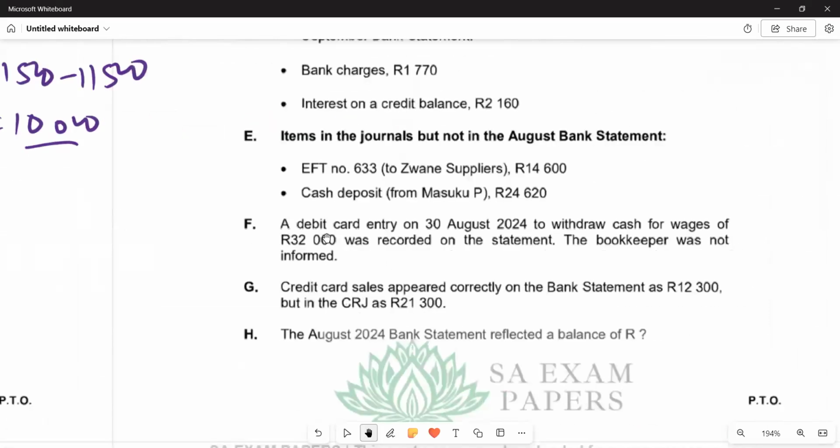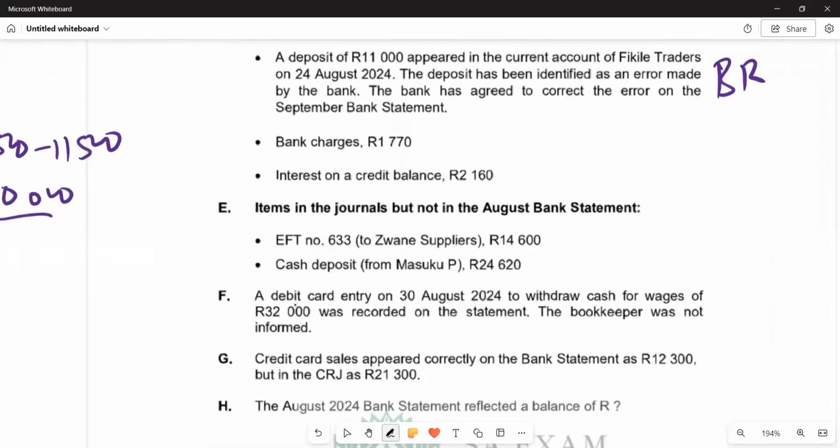We now have information E, which is saying items in the journals, but not in the August bank statement. So EFT number 63 to Zwane suppliers, and then we got cash deposit. So this one's bank reconciliation.